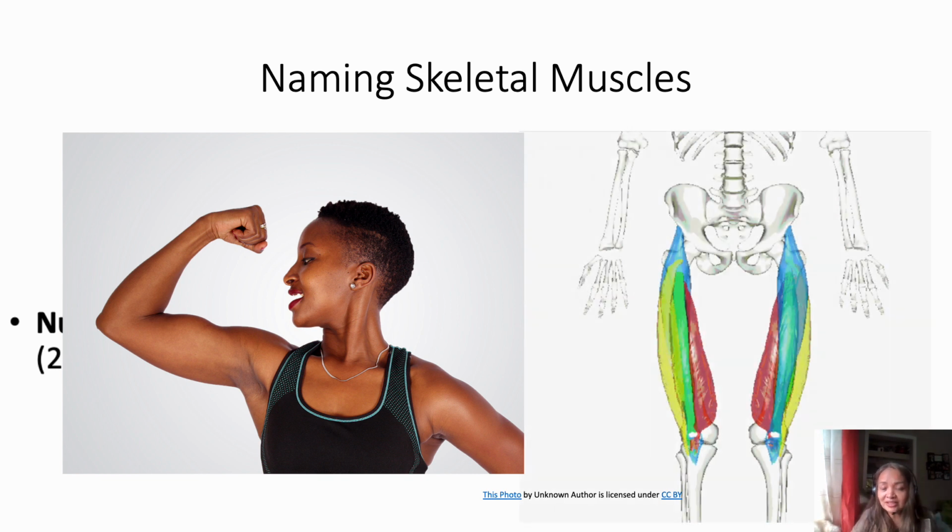Then we have the quadriceps femoris. In the femur, in the thigh area, you have this big muscle that's made up of 4 actually. So it has 4 divisions as displayed here in different colors, the red, the green, the yellow, and the blue.